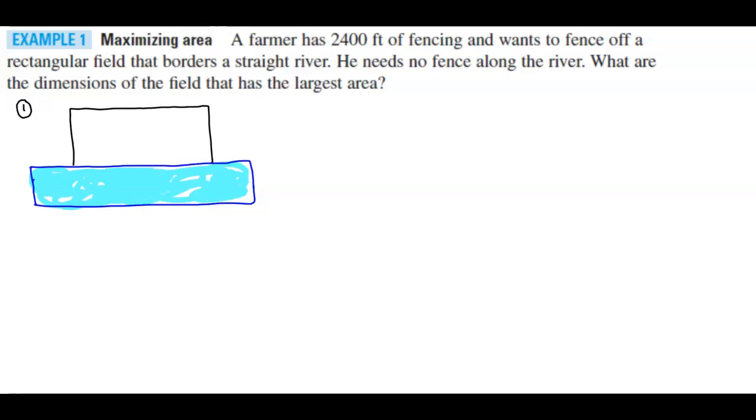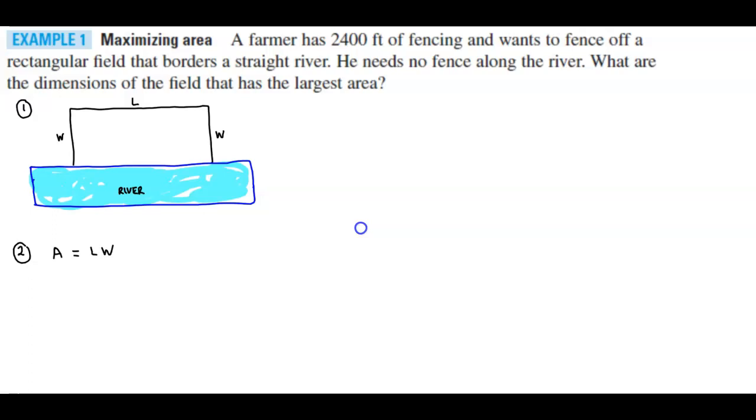Okay, so what do we know about this? Well, again, this is the river, and there's one length, and then we have two widths. Now we want to write out the information that we have. When we're talking about area, we're talking about the area of a rectangle. Recall that the formula for the area of a rectangle is equal to the length times the width.